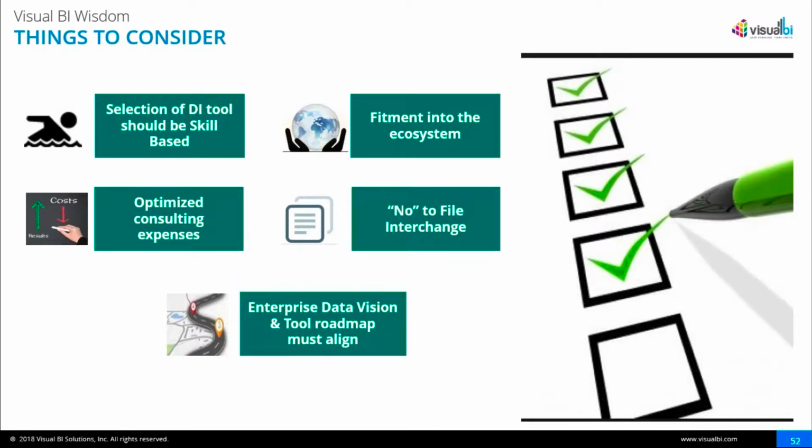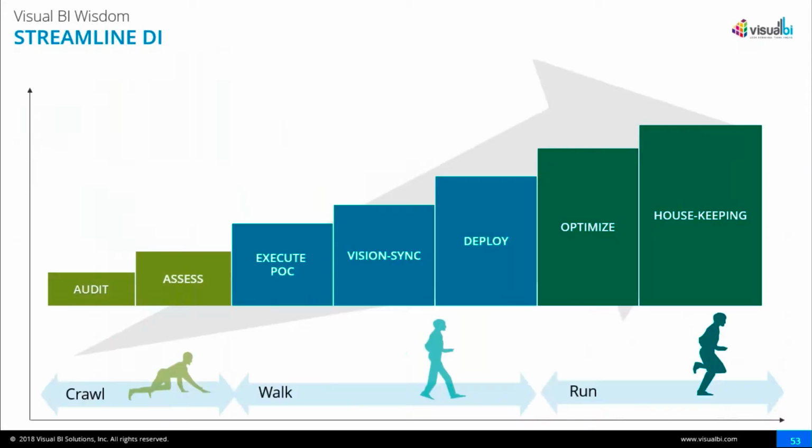Enterprise data vision and tool roadmap should be aligned. This is the same point I'm reiterating here, because your enterprise data vision or data landscape vision should align with the tool, so that you don't make an investment today which you have to worry about in the future. So you have to always future-proof your investment by taking the right tool that has the right roadmap that aligns with your vision. If you're looking at streamlining your data integration, what are you going to do?